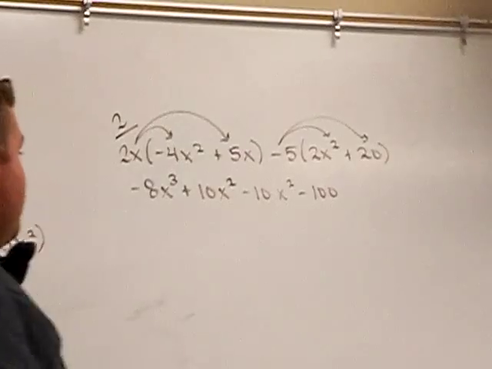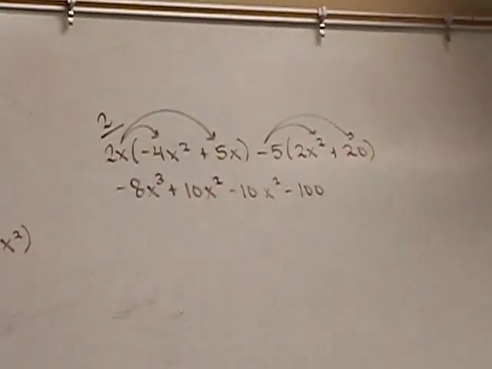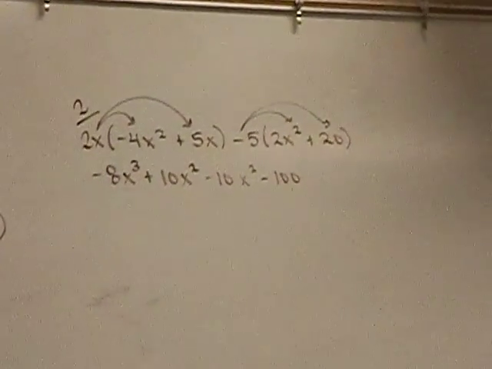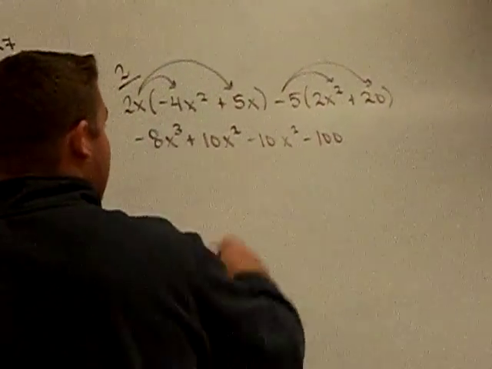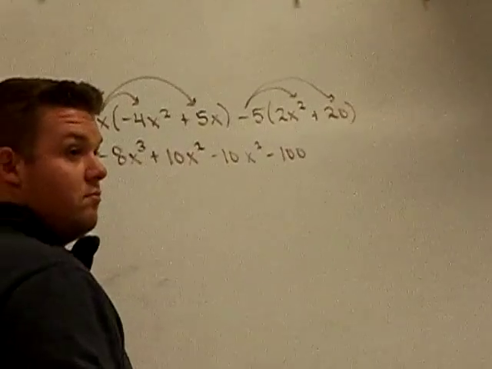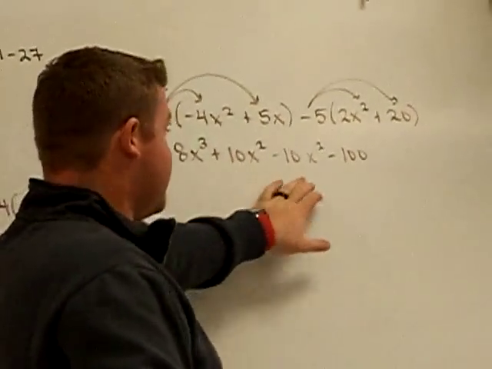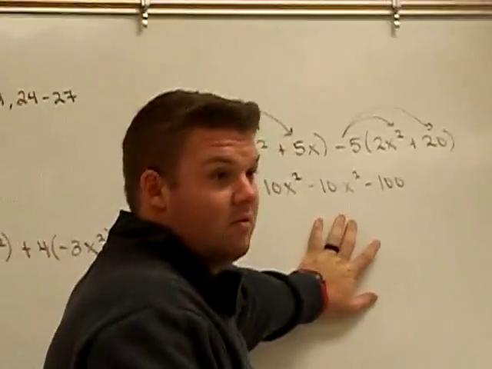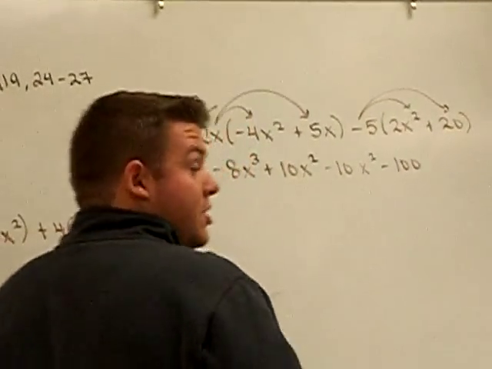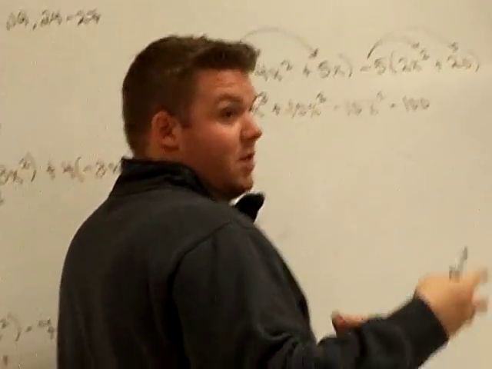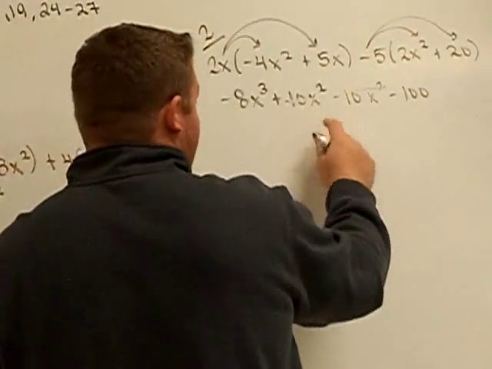Do we have like terms now? We have a 10x squared and a negative 10x squared. So if I combine these two, what does this go to? If you got 10 here, and then you get rid of 10, how many do you have? None. You have 0. So this just goes away. You can't have 0 times x squared, it's just 0, right? So you're left with negative 8x cubed minus 100.